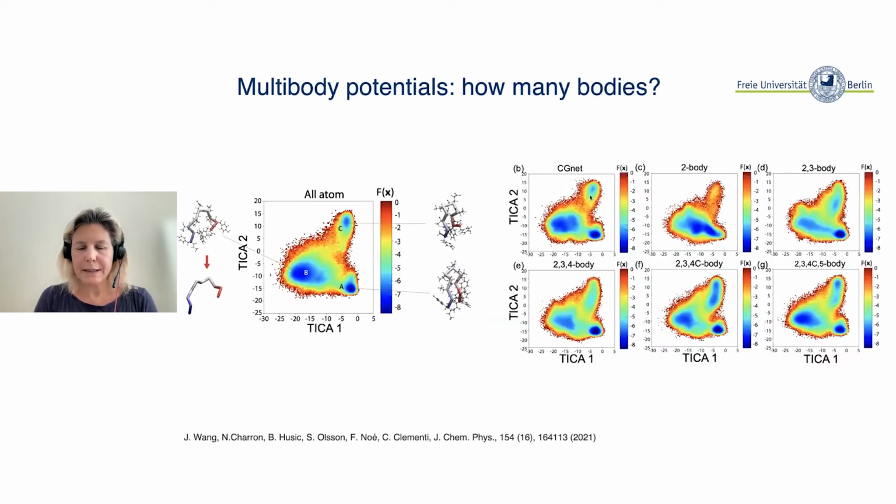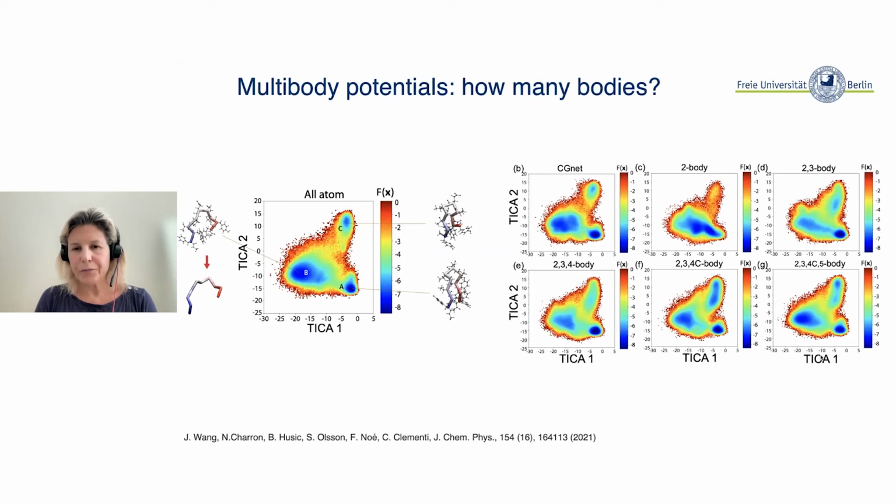And this is the result of what you get in the many-body expansion. This is the reference CGNet. With 2-body only, you just get a blob. With 3-body, you start to see the formation of the 3 minima, and you get more and more quantitative. This is the reference all-atom, and you get very close to the all-atom model if you use up to 5 bodies: 2, 3, 4, with C for chirality, and 5-body terms.